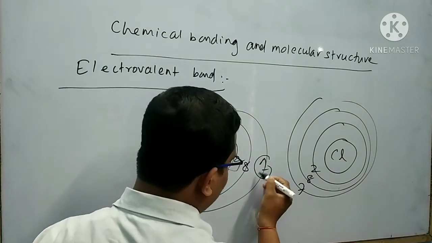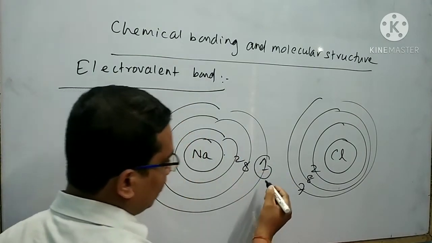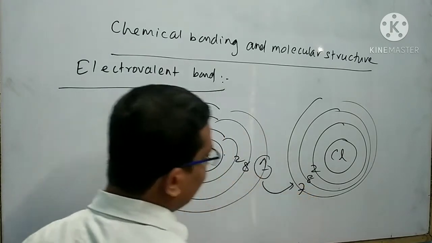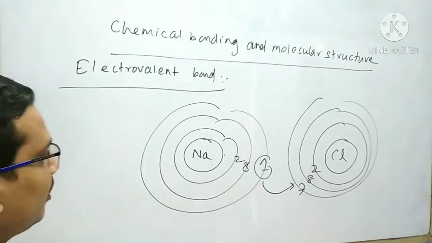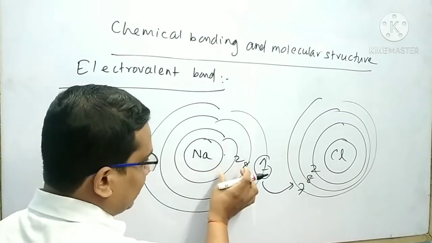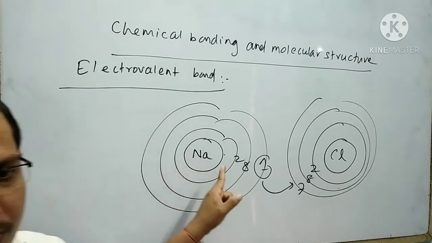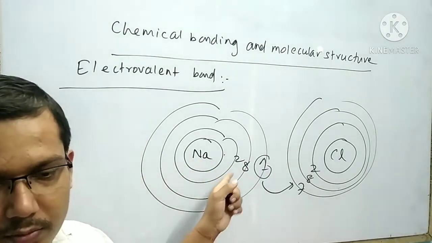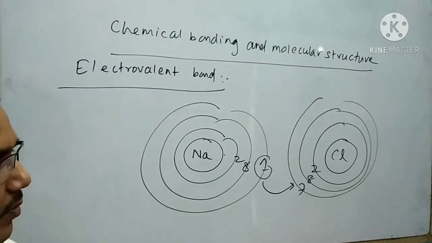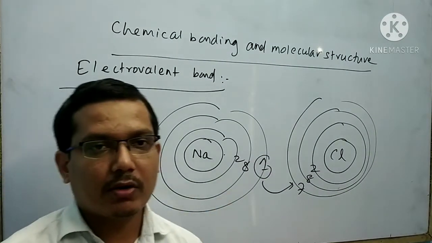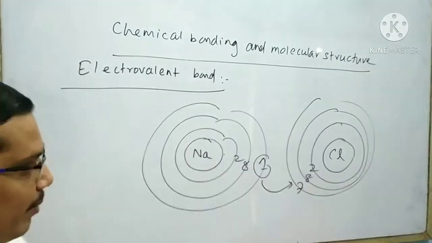Sodium loses one electron and chlorine gains it. There is a transfer of electron from one atom to another atom. This is called electrovalent bond.